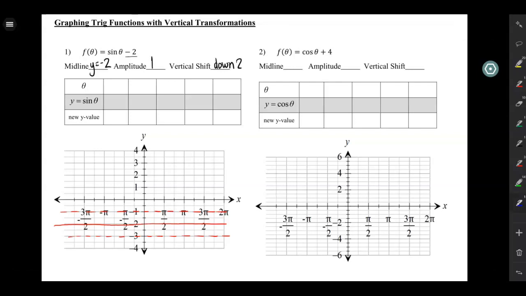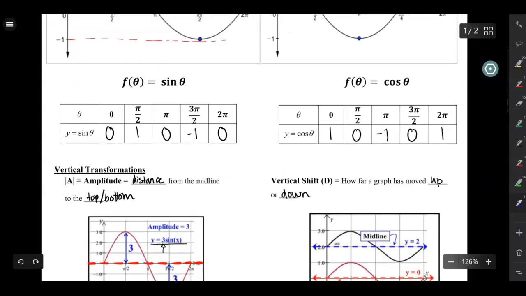So let's talk about creating a table here. For my theta values, remember these are like my x values, I am going to use increments of pi halves. So 0, pi halves, pi, 3 pi halves, and then 2 pi. And in this shaded in box, I'm going to put the coordinates from my parent function. So I'm basically going to copy this table down.